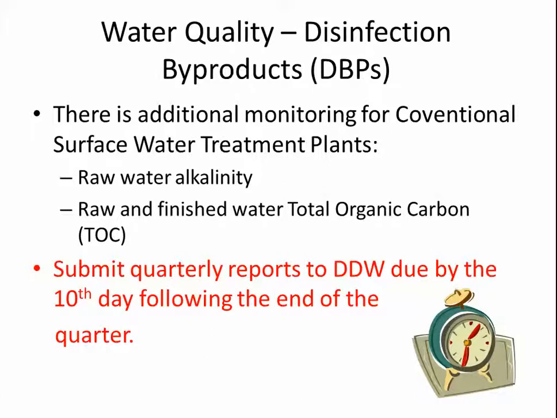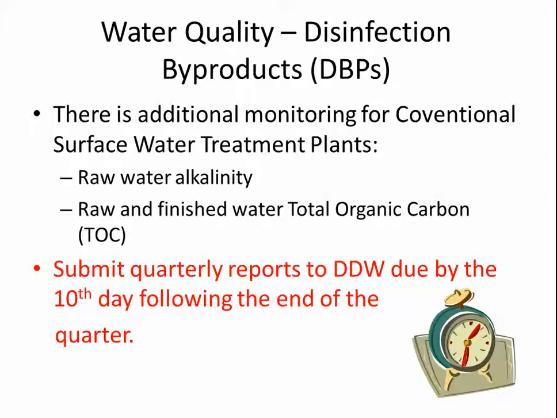And then, of course, there's extra monitoring. If you're a conventional surface water treatment plant, you're going to also be required to sample for your raw water alkalinity and the raw and finished water TOC, which stands for total organic carbon. The reason for this is because these are the precursors. These results will give you an idea on how high your disinfection byproducts are going to be. So you take your alkalinity and your raw and finished water TOC samples as part of just your regular monitoring at a surface water treatment plant.